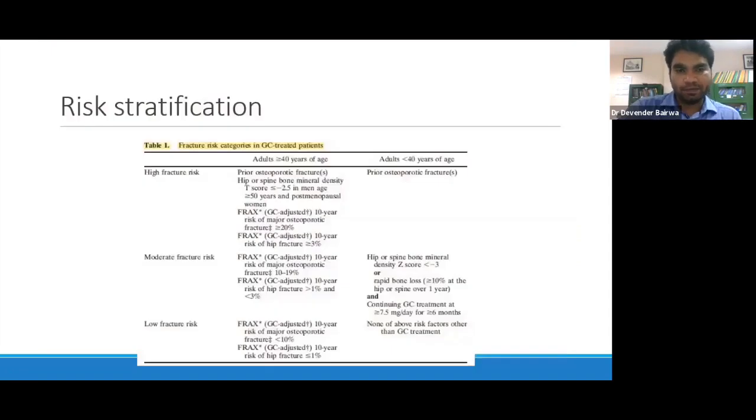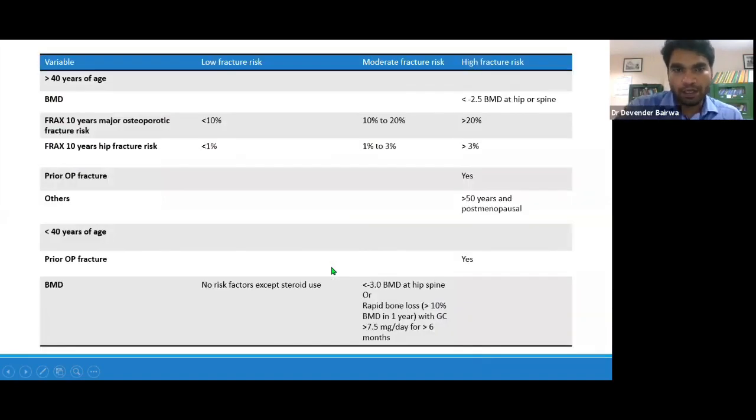So this table is from the most recent guideline that came in 2017 for glucocorticoid-induced osteoporosis, and this actually divides your patients into three categories: high fracture risk, moderate fracture risk, low fracture risk. And we have to also see the age of the patient, if it is more than 40 years of age or less than 40 years of age. So this table, I have simplified it for you further. Now see this table. First, you see the patients who are more than 40 years of age, because we know as the age increases, the risk of fracture increases. So that risk stratification has divided patients into two different groups.